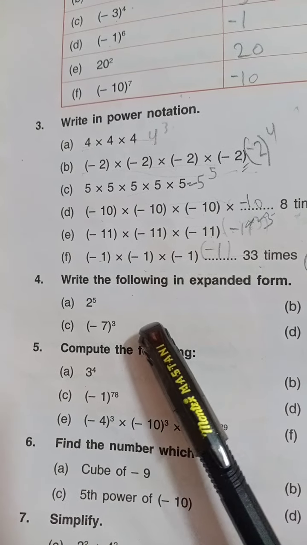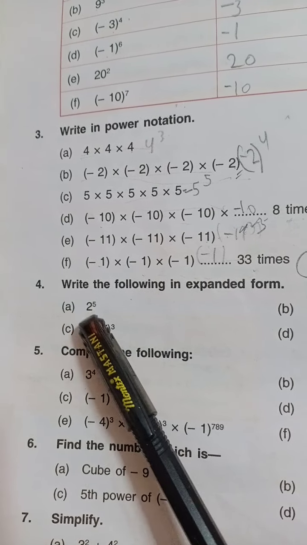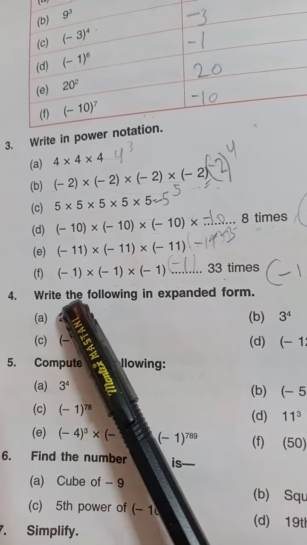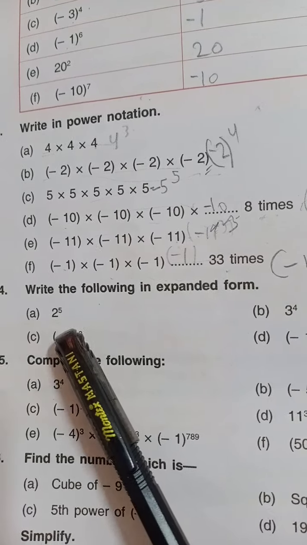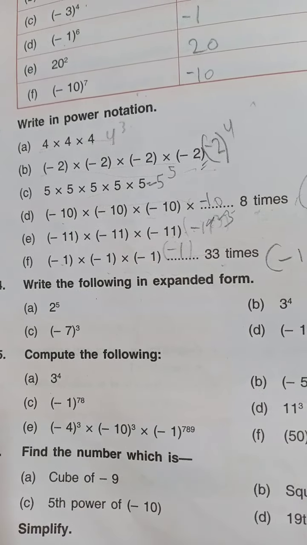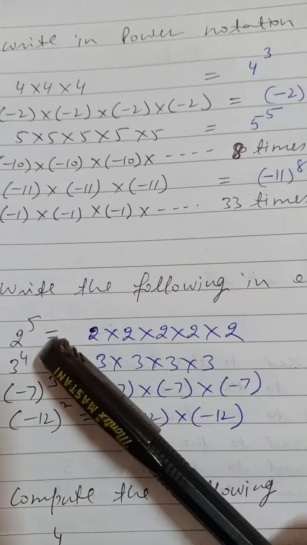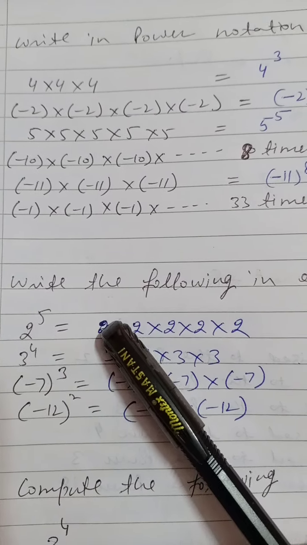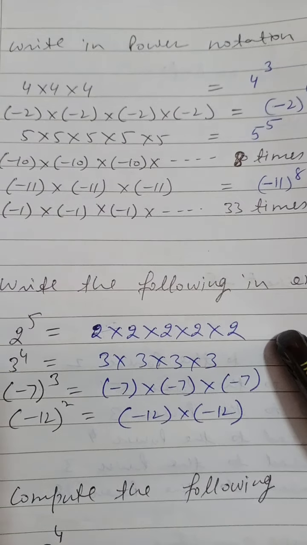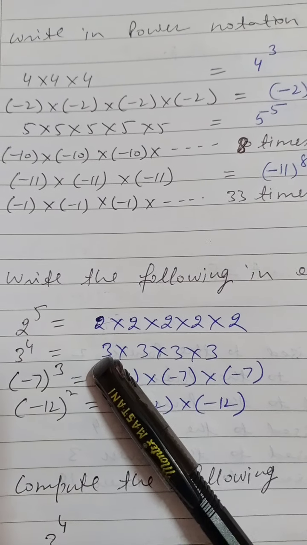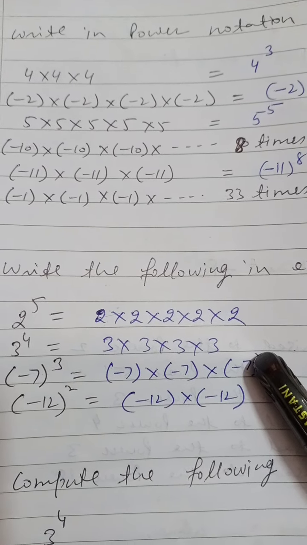Yes, students, now see question number 4 of worksheet 8. Write the following in expanded form. Expanded form means product form. 2 raised to the power 5 means we have to write 2 five times. 3 raised to the power 4 means we have to write 3 four times.